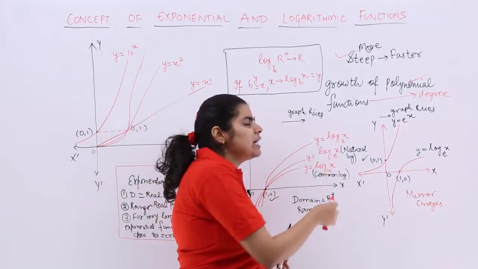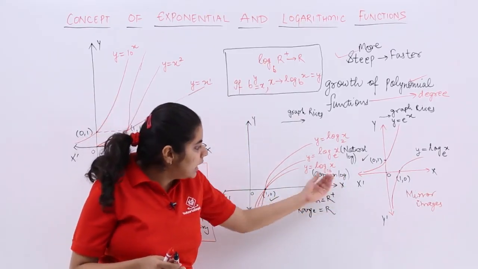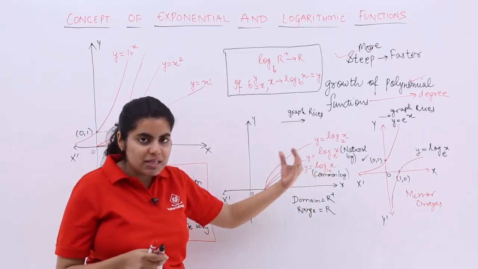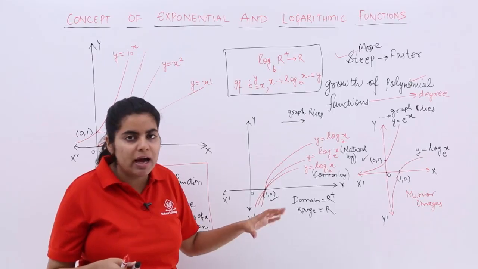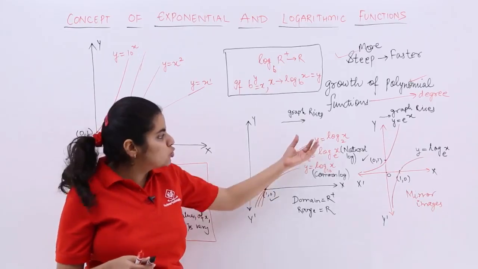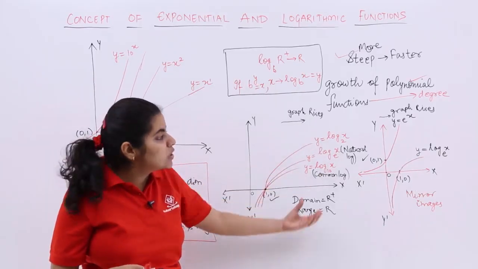You know that e has a value approximately 2.7. So when the base was 10, it was nearer to the x-axis. When the base decreased to nearly 2.7, it became higher in altitude and height. When the base changed to 2, that means decreased more, it became more upward. So what does this show me?